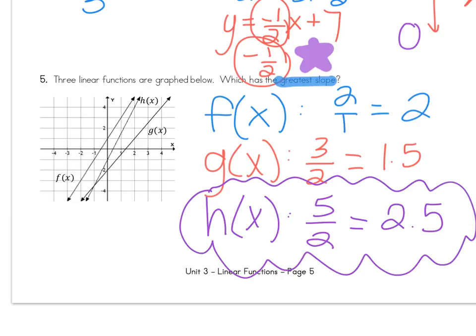Some of you might have said, well, you know what, Mrs. Ruscio, this line just looks steeper, and you could definitely have reasoned that way.